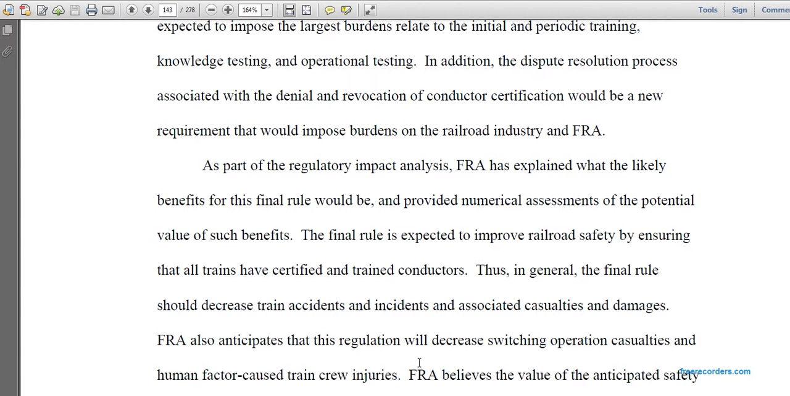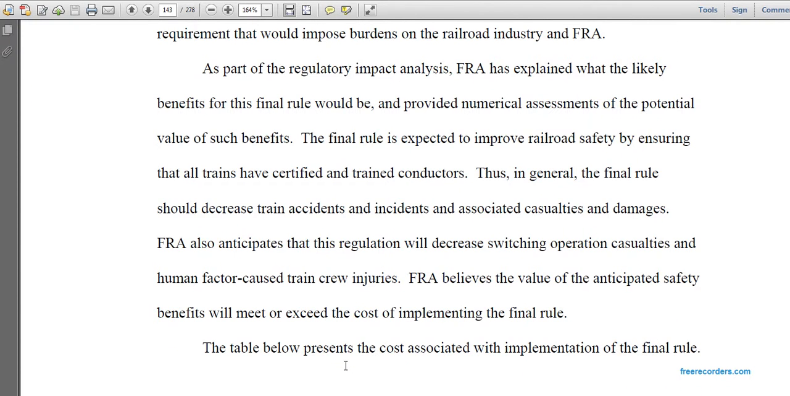As part of the regulatory impact analysis, the FRA explained what the likely benefits of the final rule would be, and provided a numerical assessment of the potential value of such benefits. The final rule is expected to improve railroad safety and ensure that all conductors have been certified and trained. It should decrease train accidents and incidents associated with casualty damages. The FRA anticipates the regulation will decrease switching casualties and human factors injuries caused by train crews. The FRA believes the value of the anticipated safety benefits would exceed the cost of implementing the final rule.